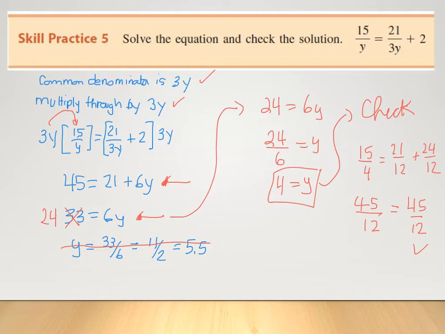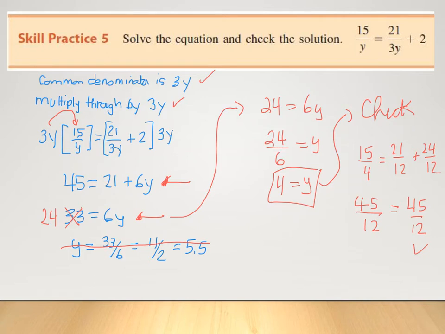Originally, there was a mistake. 21 minus 45 wasn't 33. It ended up being 24. So we do have to check our work. And then we divide both sides by 6, and we get 24 divided by 6 is equal to y. Y is equal to 4, and we check our answer.